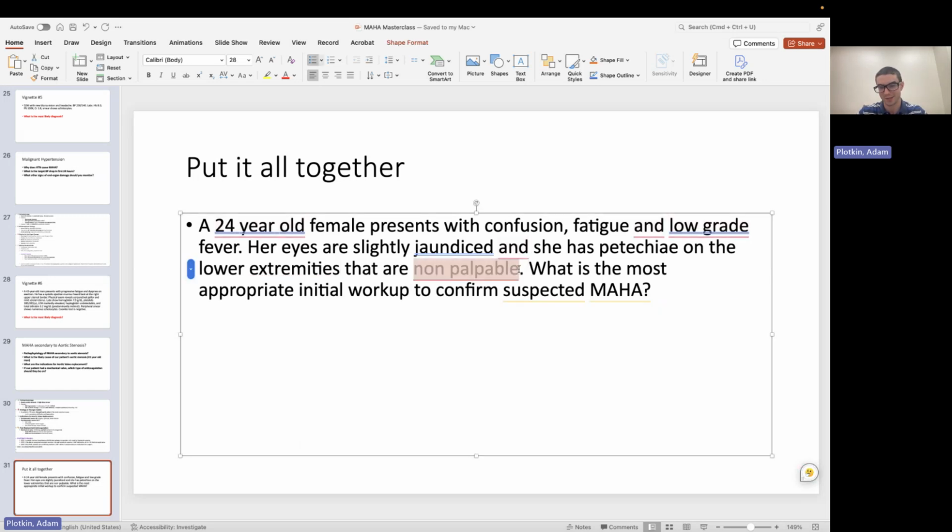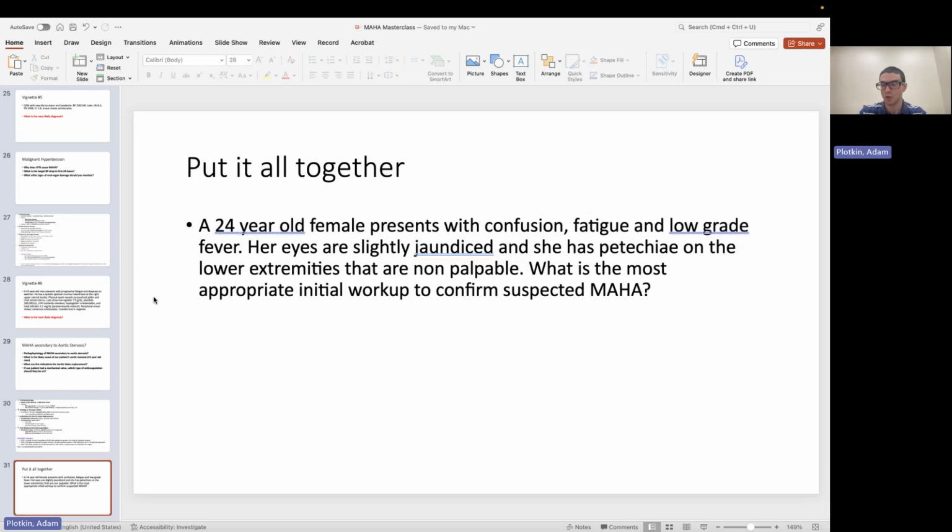We'll talk about why this non-palpable matters. Too much for today. I'll tell you, small vessel vasculitides are classically palpable purpura due to the actual inflammation of the vessels itself and then extravasation of blood. When I think about non-palpable purpura or petechiae, I think about actually bleeding into the skin, which points me more towards thrombocytopenia. I will go into this way more when I do my vasculitis talk.